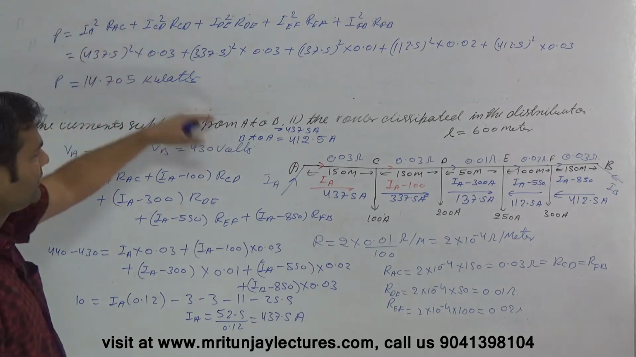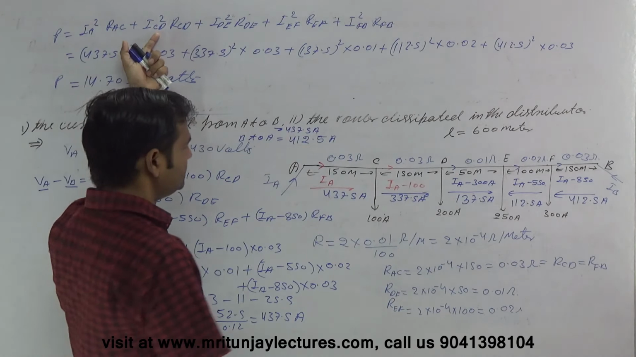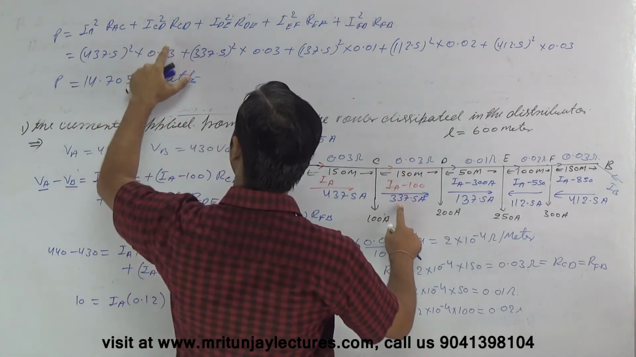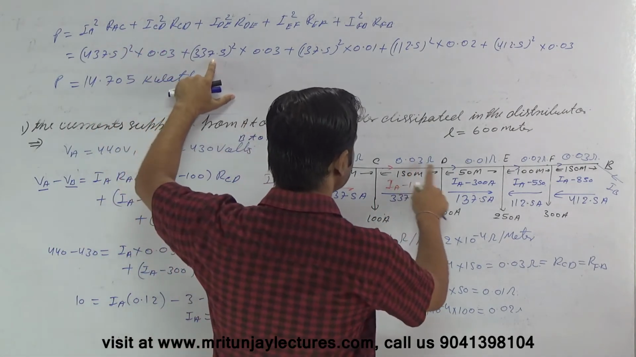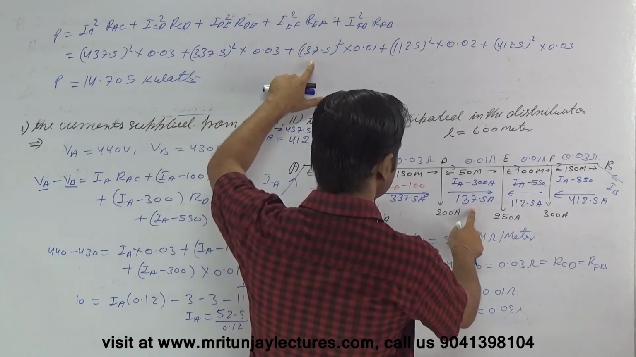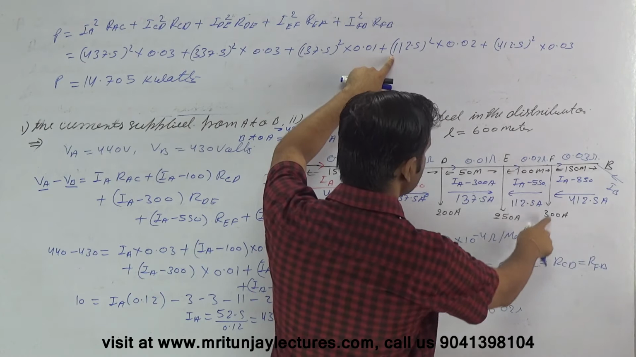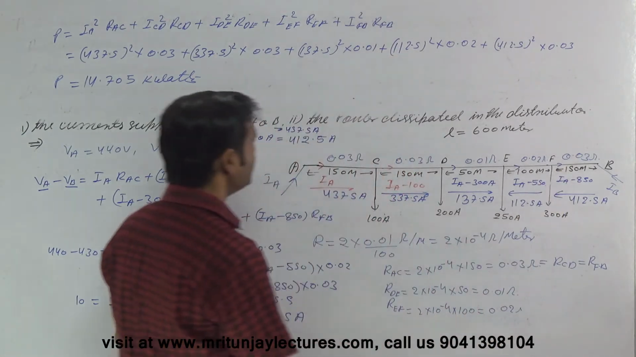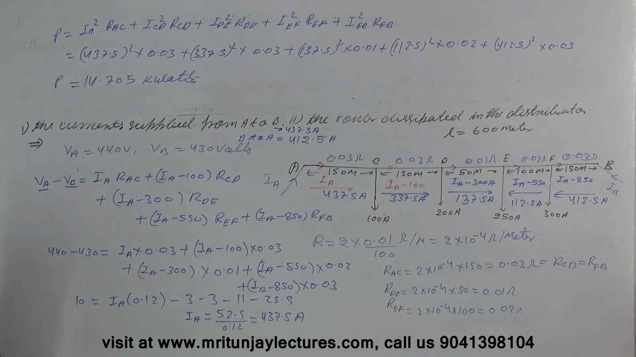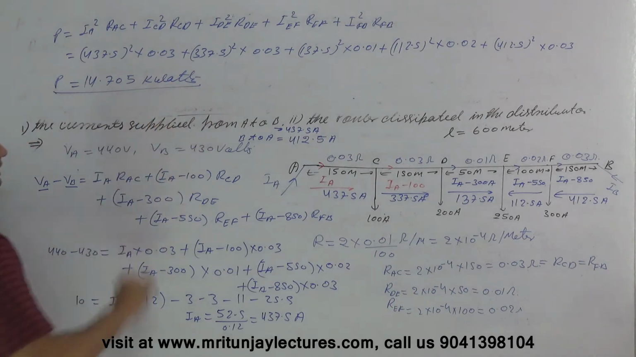Current into resistance, clear. Current into resistance, current into resistance, and current into resistance. So the final answer is this one. With the help of calculation you can also determine it.